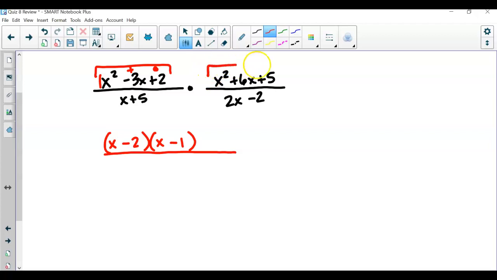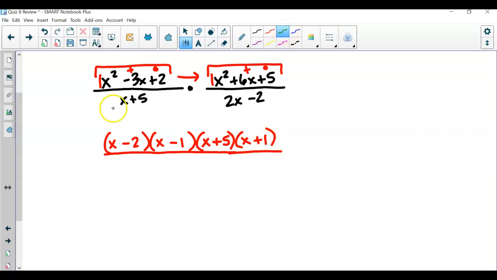Now going to my second numerator, because we're just going straight across. A is again 1, so I can go straight to parentheses when factoring. What multiplies to get 5 and adds to get 6? 5 and 1.